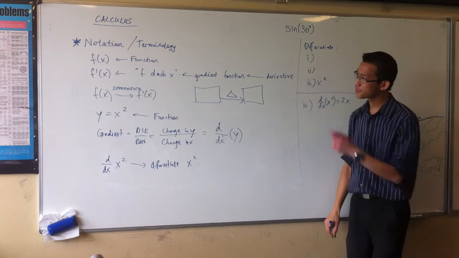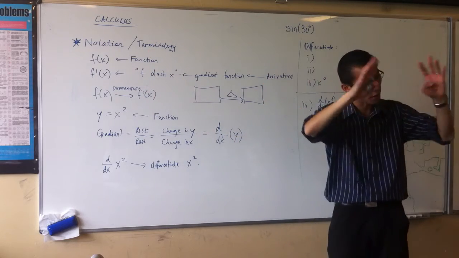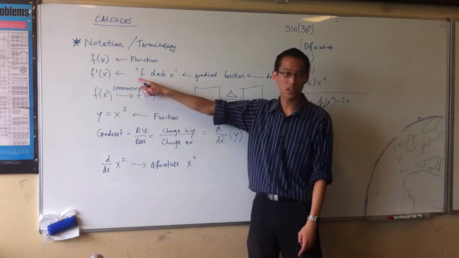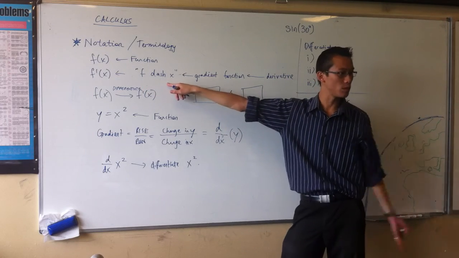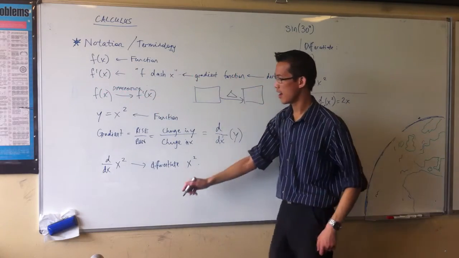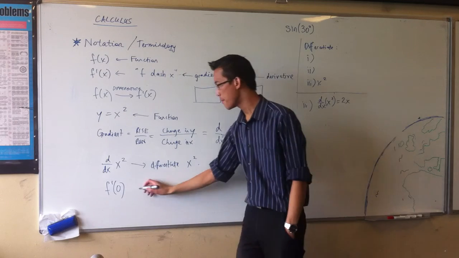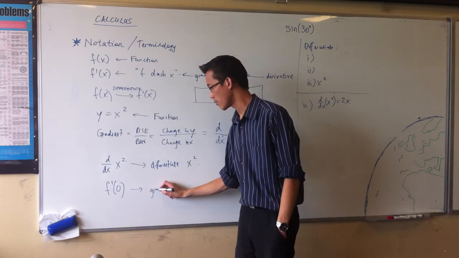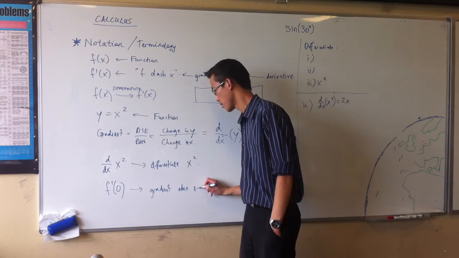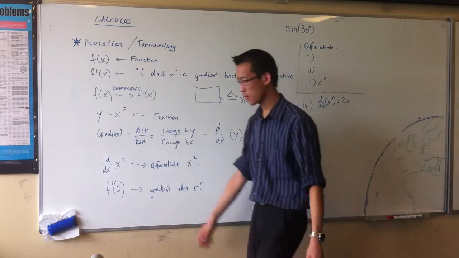One more thing I want to put down. When you're finding the gradient function, often they don't want the function, they actually want the gradient at a particular point. So for instance, if I want the gradient at x equals 0, instead of saying f dash x, they'll say f dash 0. That means, what's the gradient when x is 0? So there are all these different ways to write things, and you want to be watchful for them.